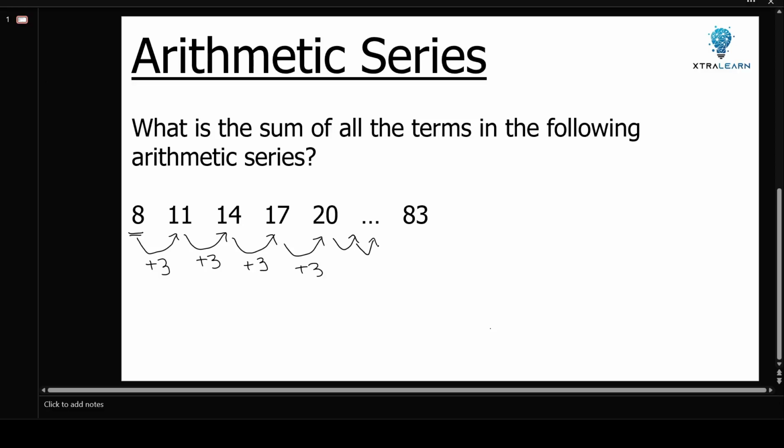We're going to keep adding 3 over and over until eventually, this question tells us, we're going to get to the number 83. Okay, it doesn't tell us how many times we have to add 3 to get to 83. We just know that at some point we are going to hit the number 83. And what this question wants us to do is add up all the numbers in this series from 8 all the way to 83 and tell them what the sum of all the terms in this series is. Okay, so that's our objective.